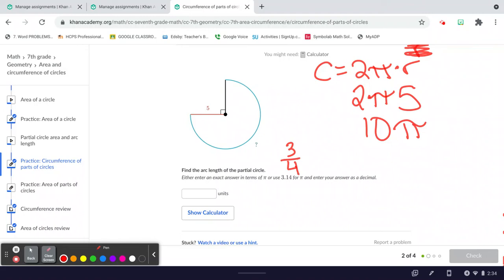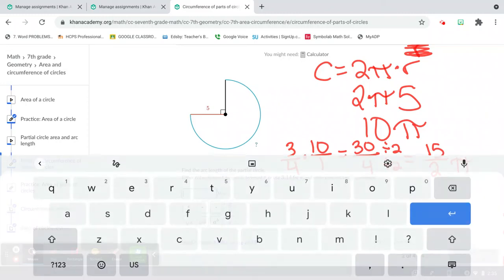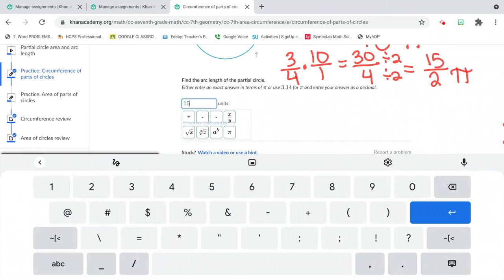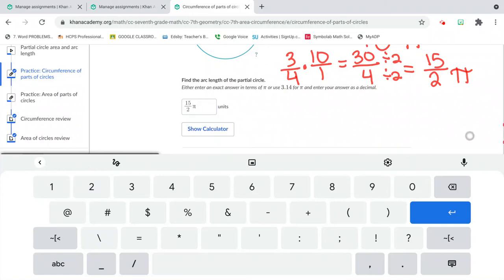So I take my 3/4 and I multiply that times 10 over 1. 10 times 3 is 30. 4 times 1 is 4. I can reduce this by dividing the top and the bottom by 2. 30 divided by 2 is 15. 4 divided by 2 is 2. So 15 halves, and I have to put my pi back. So we have 15 halves, 15 halves and then pi. Just like that.